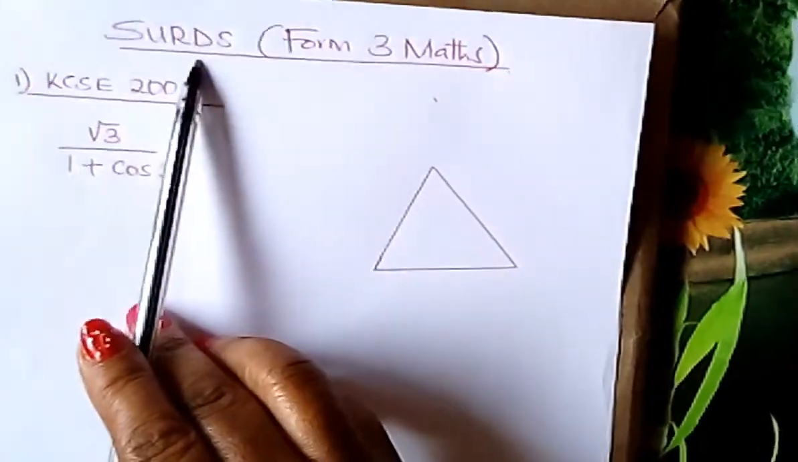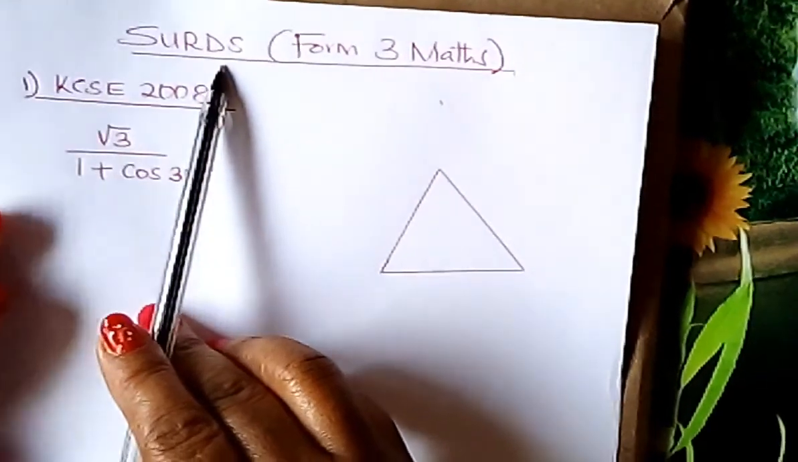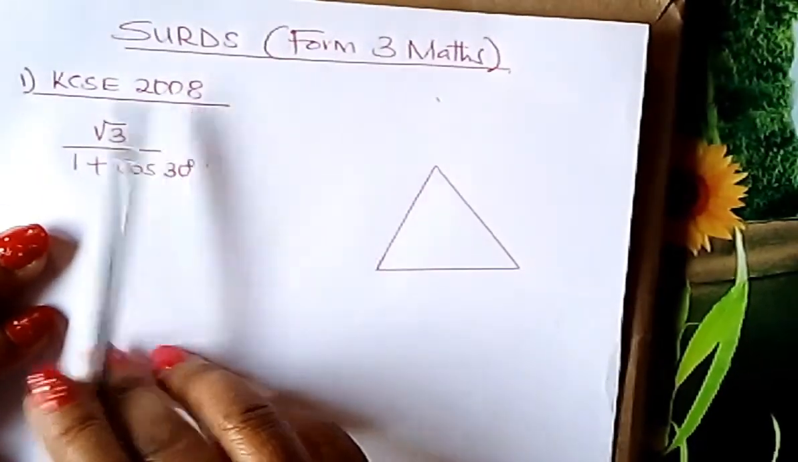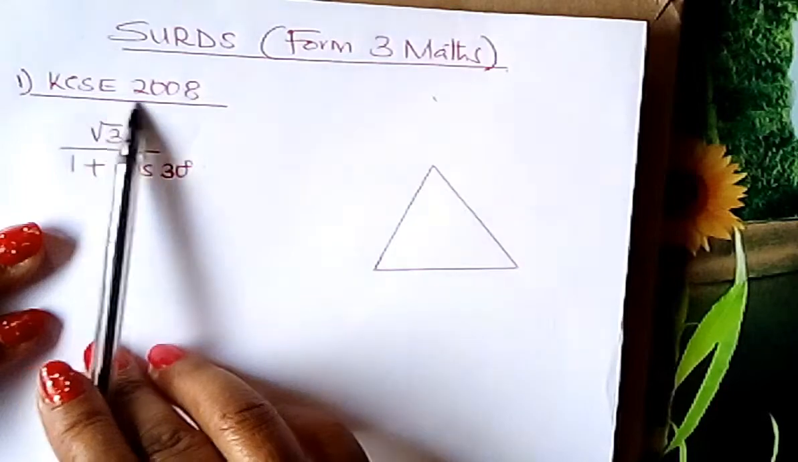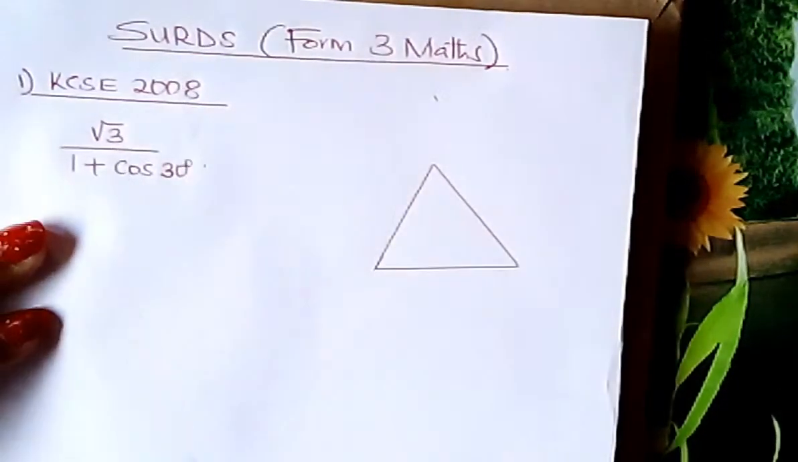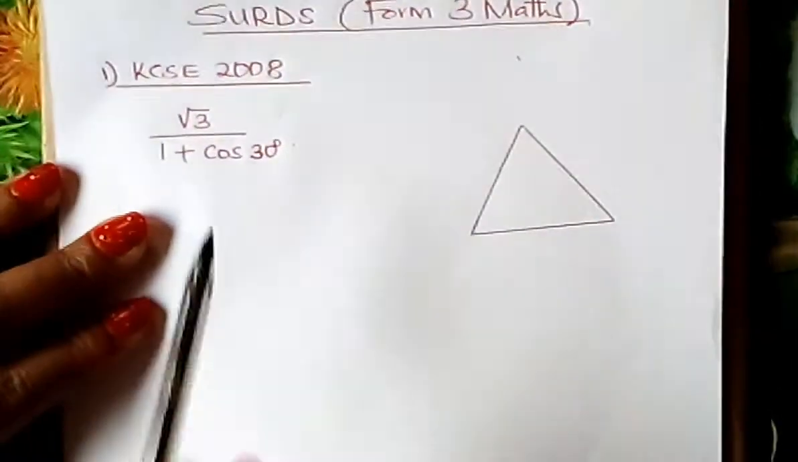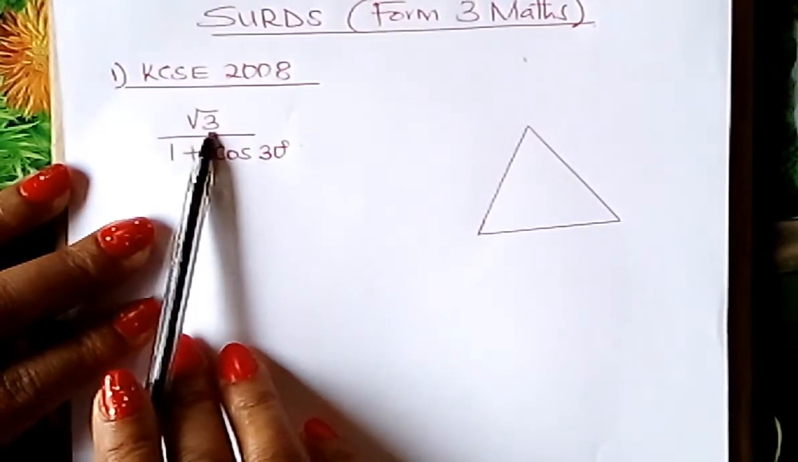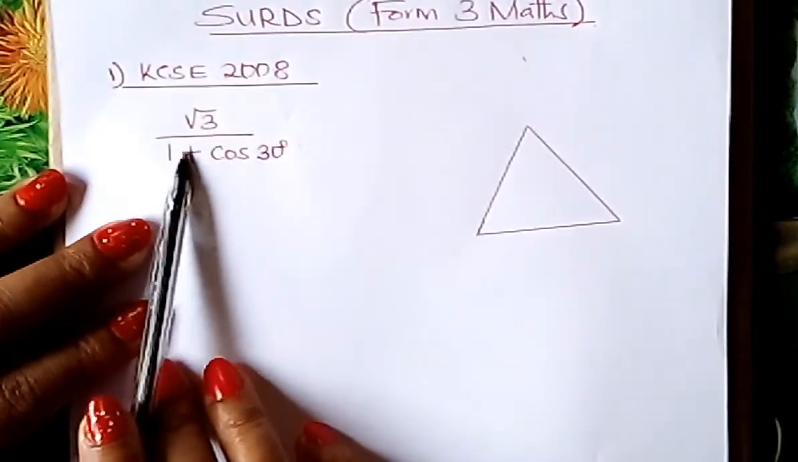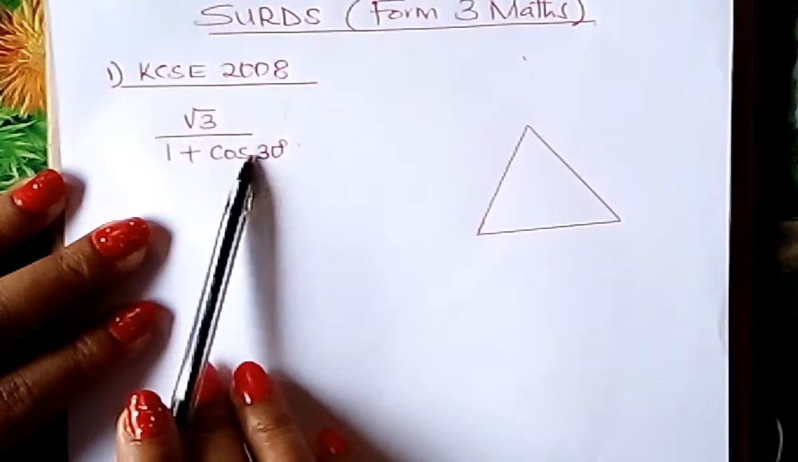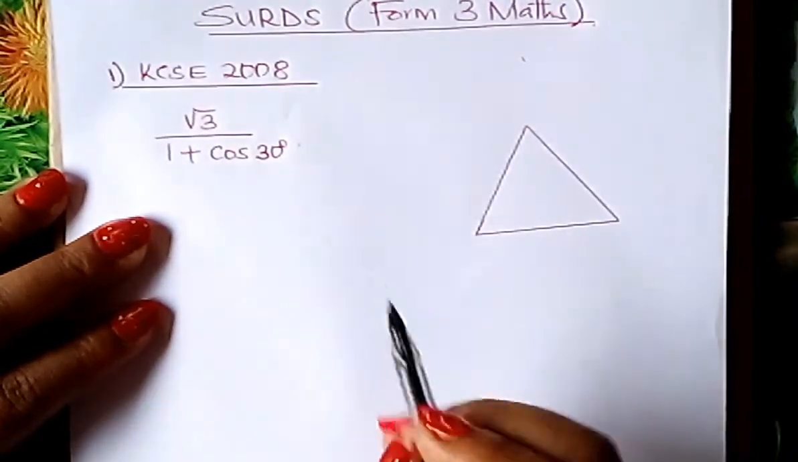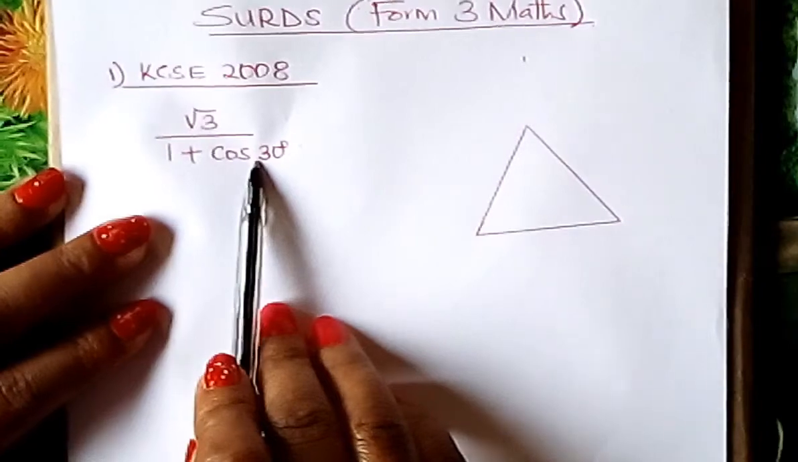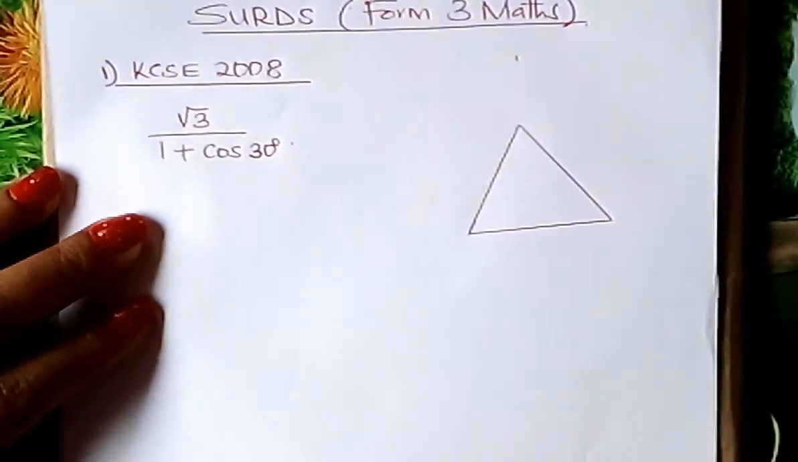I would like us to look at surds, just a problem here on surds. It was tested in year 2008 in KCSE. So you are told without using mathematical tables or calculators, you are meant to have simplified this. So the word is simplify this. So how do you go about that, learner?